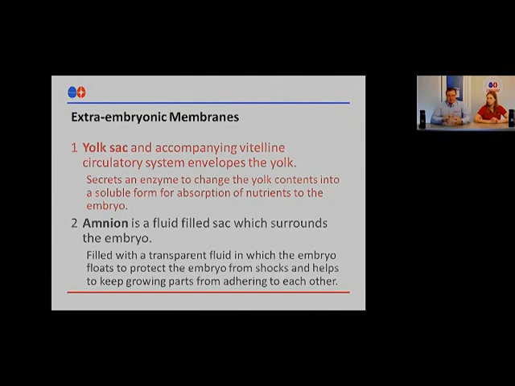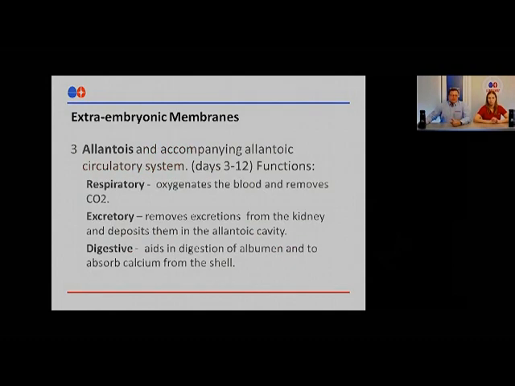It keeps the parts from sticking to each other and adhering to each other. So it's kind of like a cushion, I would say a liquid cushion, that the embryo is able to sit in. The allantois and the accompanying circulatory system is one of those that will begin forming at about 3 days of age, but is not entirely complete till day 12. So that is one of these that takes a long time. It starts early, but there's various stages of development clear through day 12.